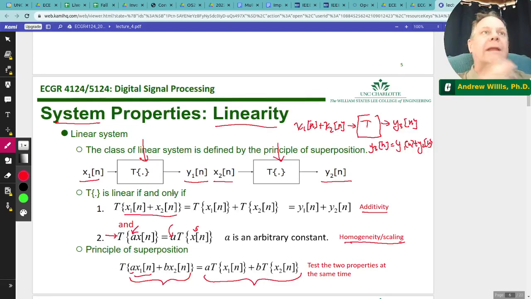It is only linear if for all possible x1 and x2, and for all possible scale factors a and b, this principle of superposition, which merges both of the properties, is true. And then I'll demonstrate how we answer that question.